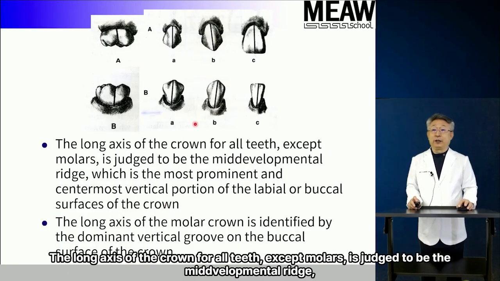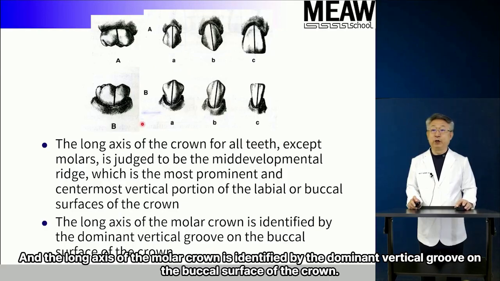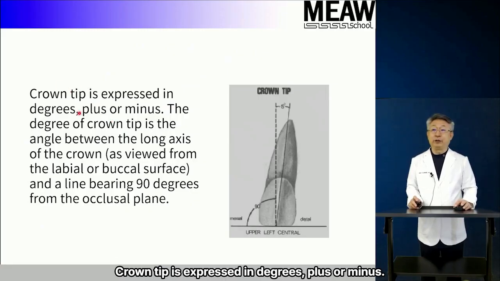The long axis of the crown for all teeth, except molars, is judged to be the middevelopmental ridge, which is the most prominent and centermost vertical portion of the labial or buccal surfaces of the crown. And the long axis of the molar crown is identified by the dominant vertical groove on the buccal surface of the crown. Crown tip is expressed in degrees, plus or minus.